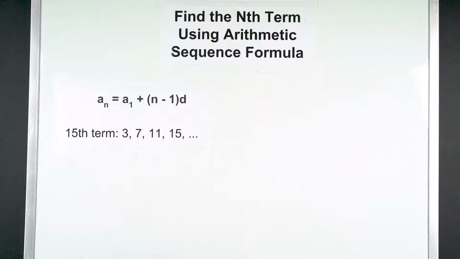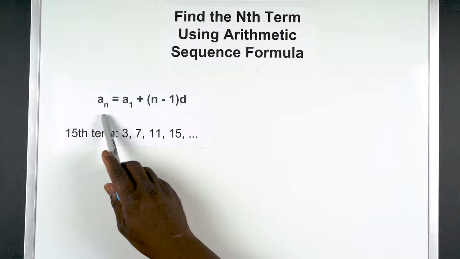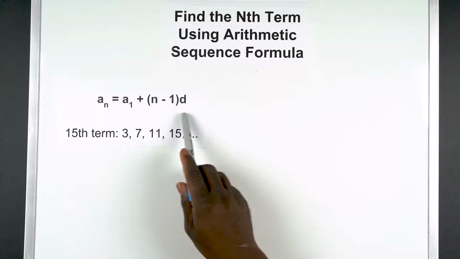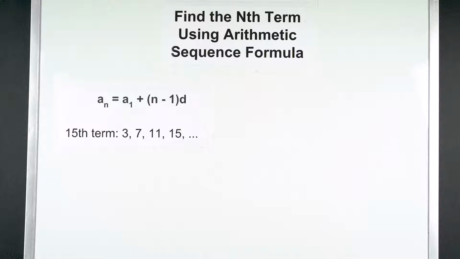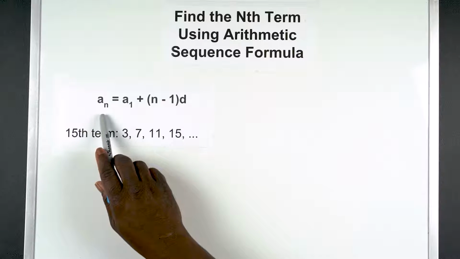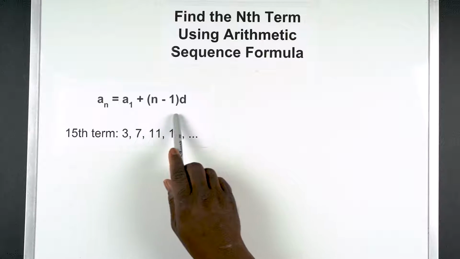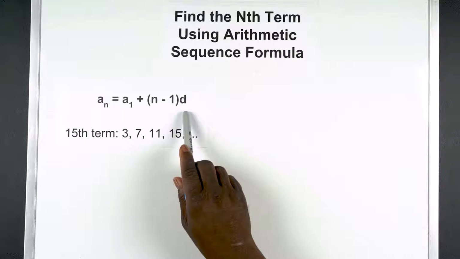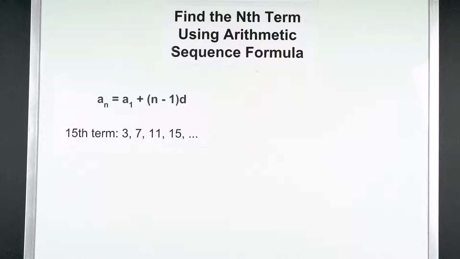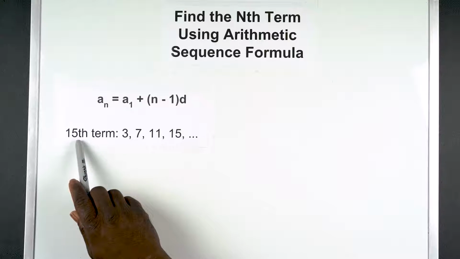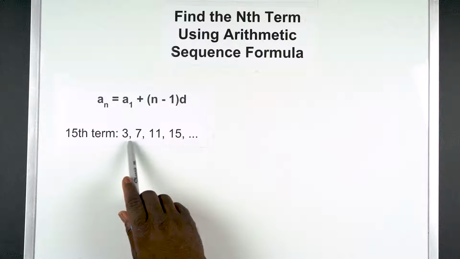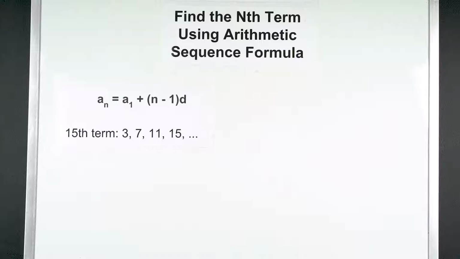We're going to find the nth term using this arithmetic sequence formula that is represented right here. We read it as a sub n equals a sub 1 plus the quantity of n minus 1 times d. So we're looking to calculate the 15th term in this arithmetic sequence.